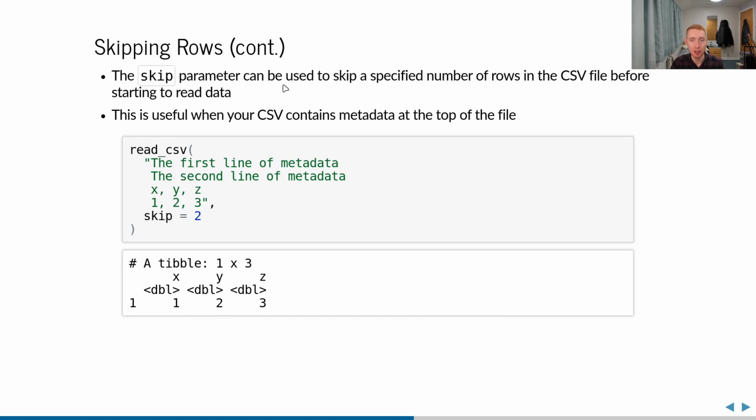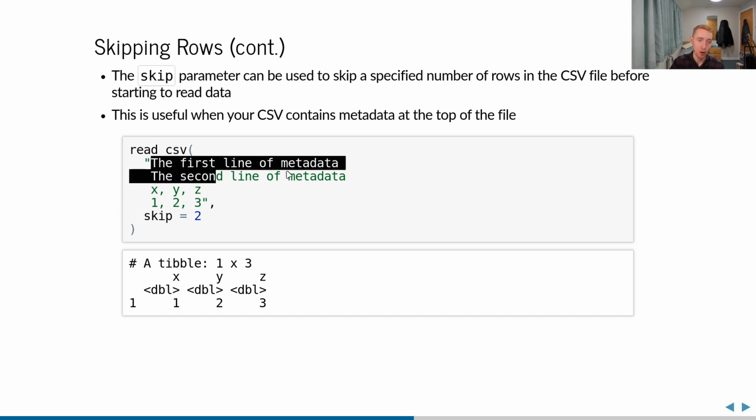So the skip parameter is going to be a number. It's going to specify how many rows to skip at the start of the CSV before starting to read data. So if we have a CSV file like this, the first line of metadata, the second line of metadata, and then the data actually starts here with X, Y, Z as the headers, 1, 2, 3 the values.